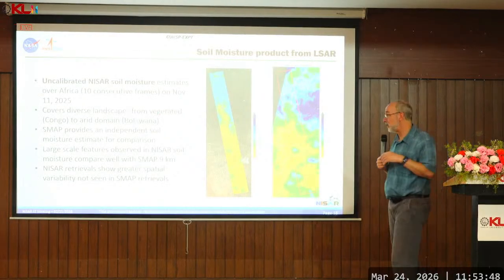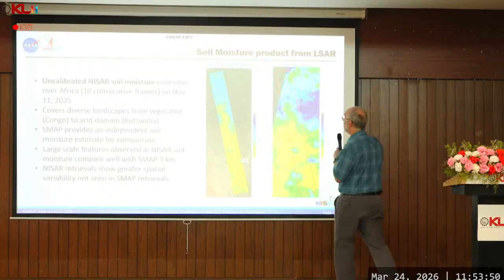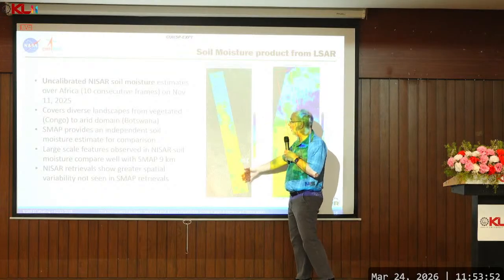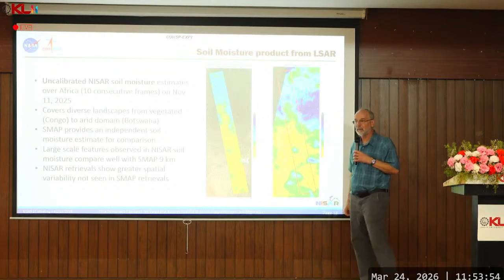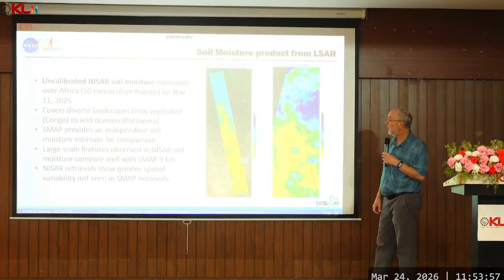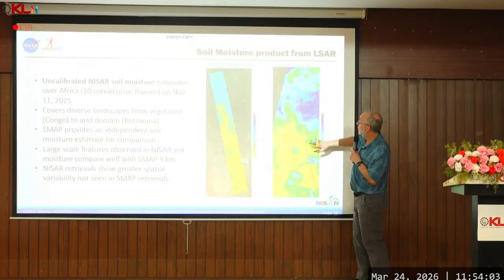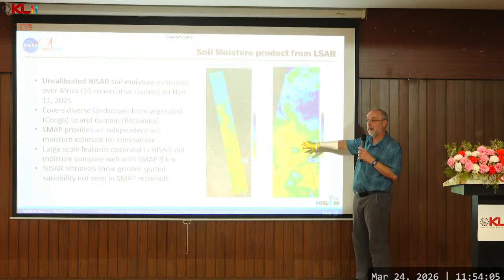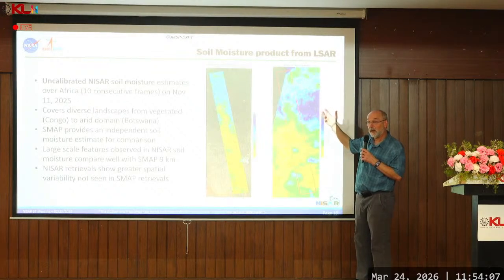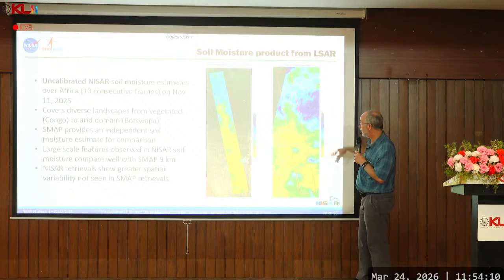And our soil moisture product. Here's an example of a soil moisture estimate. It's a 200 meter resolution product that we're creating globally, as I mentioned. And here is a comparison to the SMAP product. SMAP is a passive radiometer at much lower resolution.